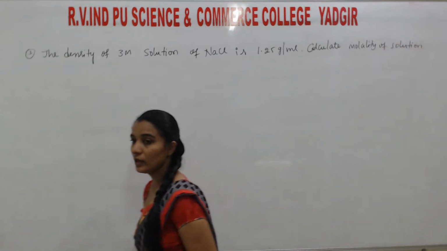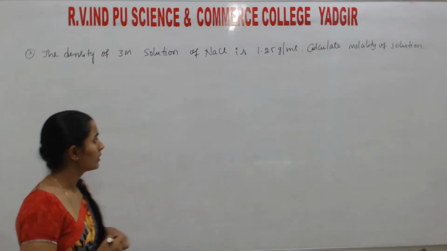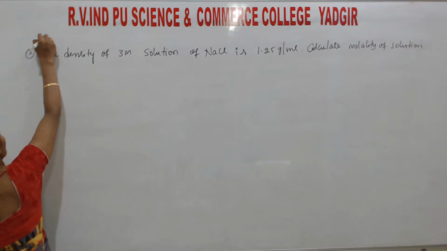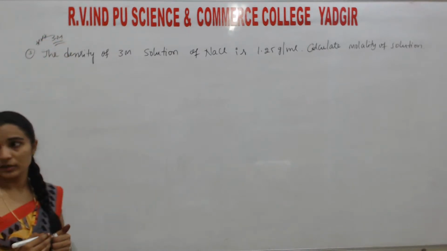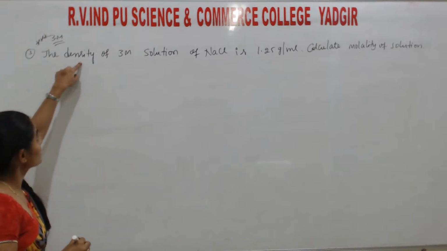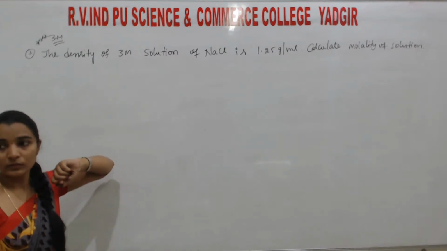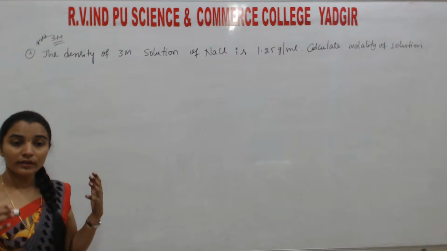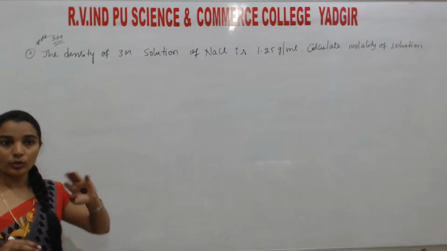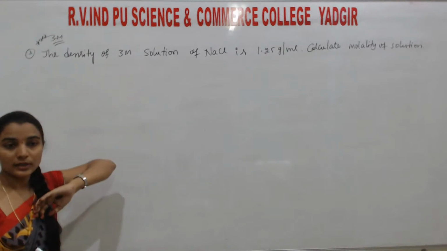Calculate molarity of solution. So students, here 2-3 steps are there and this problem is very important for 3 marks because 2-3 conversions are there. Listen, the density of 3 molar solution of NaCl they given. Understood? 3 molar NaCl solution. They won't give any mass. They won't give how much solvent is there. They directly give density.